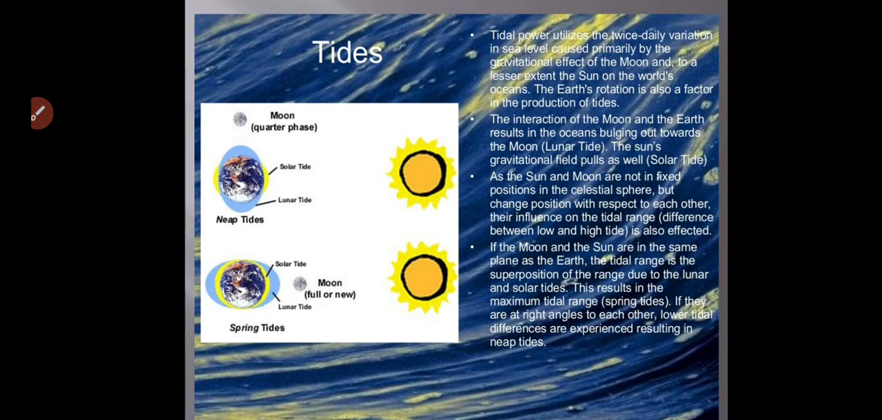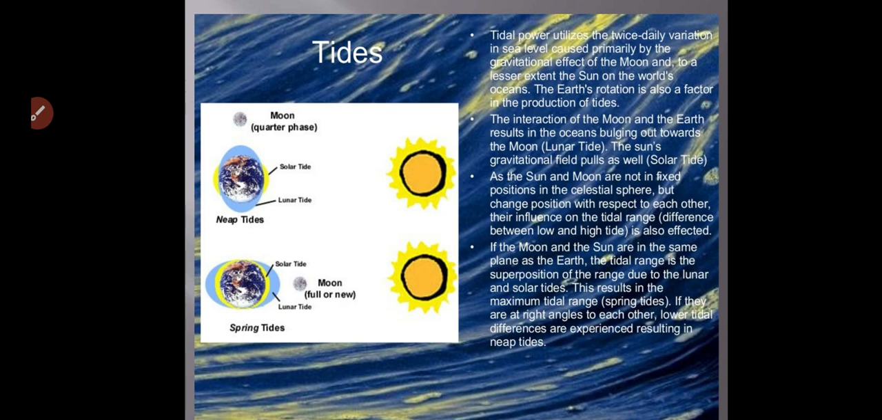In this part, we'll define neap tide and spring tide. Tidal power utilizes the twice daily variation in sea level caused primarily by the gravitational effect of the moon and to a lesser extent the sun on the world's oceans. The earth's rotation is also a factor in the production of tides. The interaction of the moon and the earth results in the ocean bulging out towards the moon. That is called lunar tide.